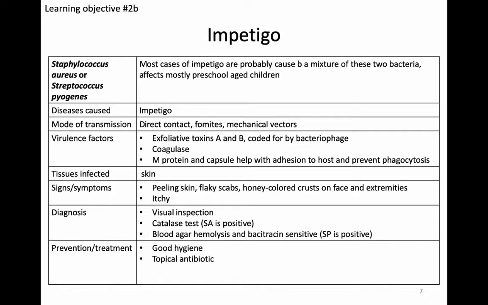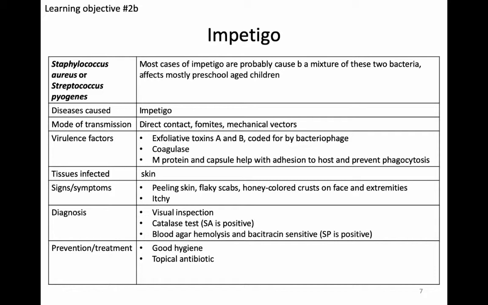And these bacteria have received the gene information for making exfoliative toxin by bacteriophage. So this is an example of transduction, where the bacteriophage virus gives new genes to the bacteria. In impetigo, we can also see production of coagulase, which is the enzyme that clots the liquid part of blood. And then the bacteria can be coated in M protein and or a capsule, which will both help with host adhesion, so adhering to host tissues, and also prevention of phagocytosis.